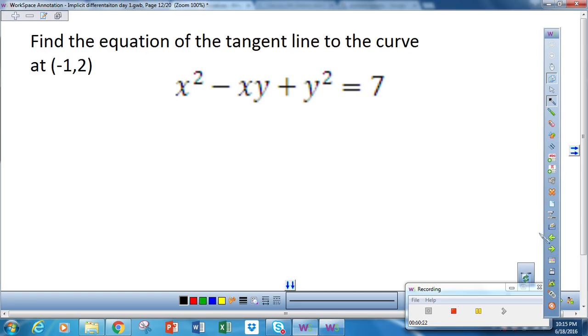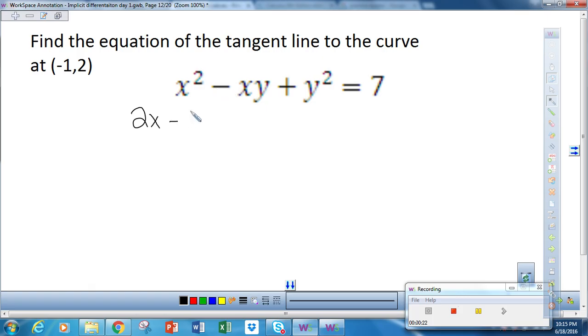Okay, one last type of problem. We still have to be able to find the equation of the tangent line. So we're going to do the exact same thing because remember the slope is dy dx, okay? So we find the derivative of this, which is 2x minus, okay, let me just say here, this is important. We have to use product rule. But this negative is important.